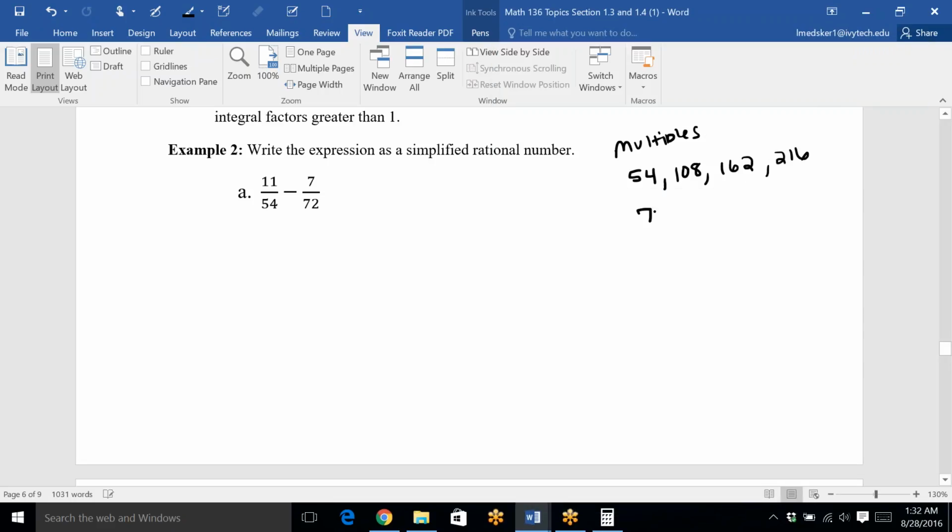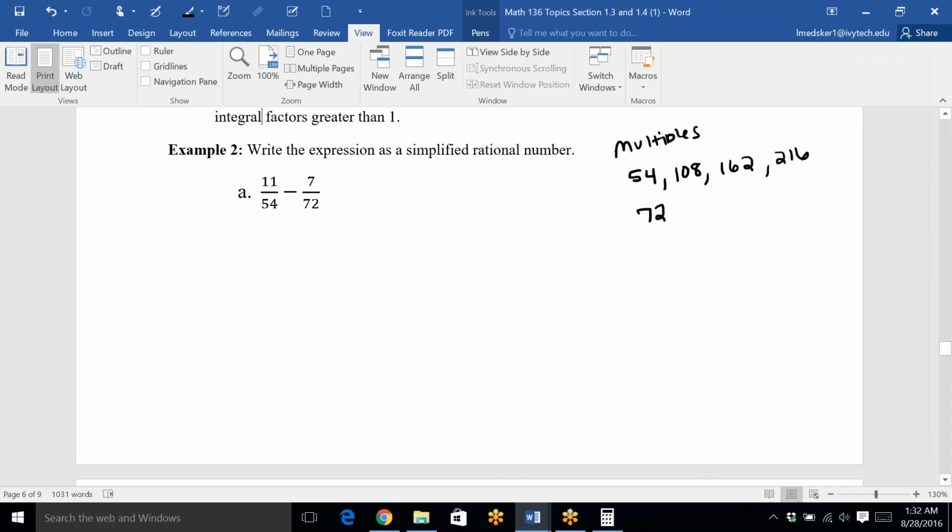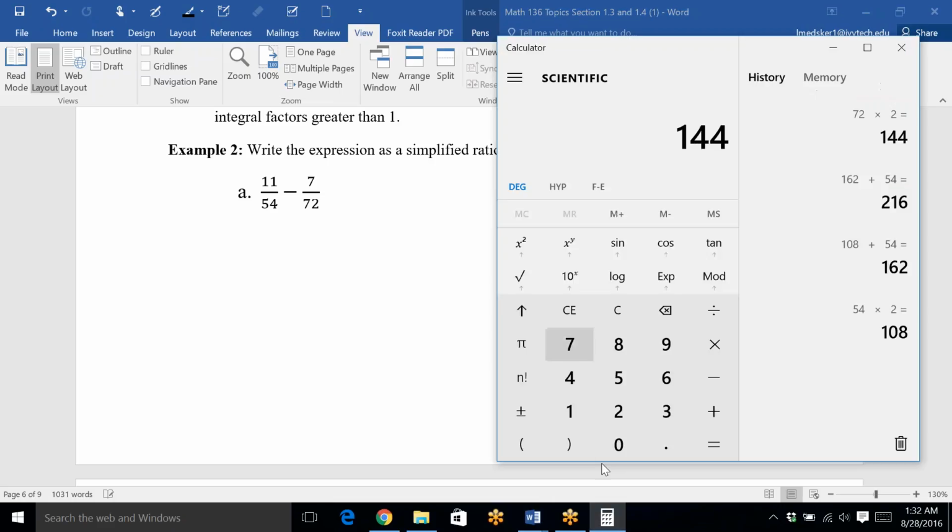If we list multiples of 72, 72 times 1 is 72. 72 times 2 is 144. And we keep going until we find a match. We may have to list more of each. If you add 72 again, you actually get 216.